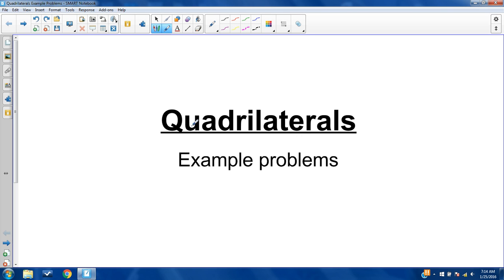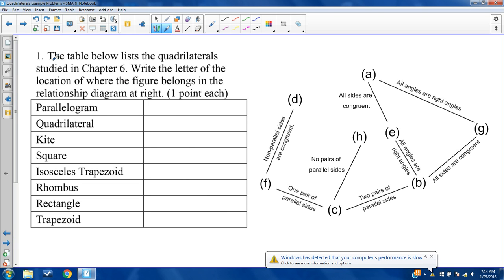Hello and welcome. We are going to do some example problems on quadrilaterals. Hopefully you'll feel very comfortable after seeing some of these. Alright, for starters, number one, we have a table right here. And we want to match the letter that corresponds with the proper item, the proper special quadrilateral here.